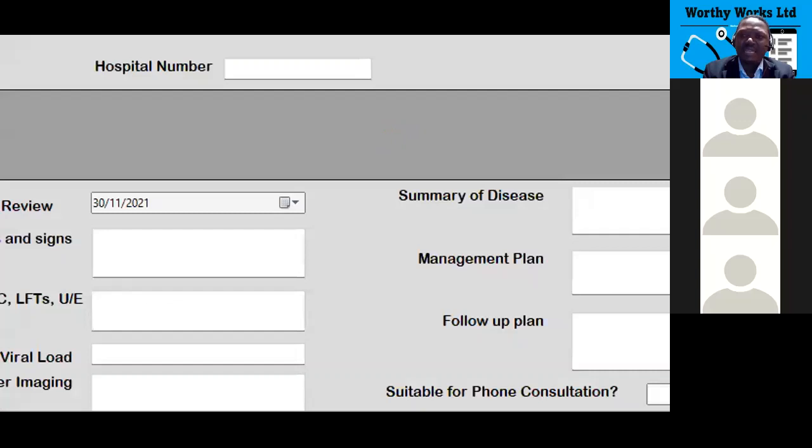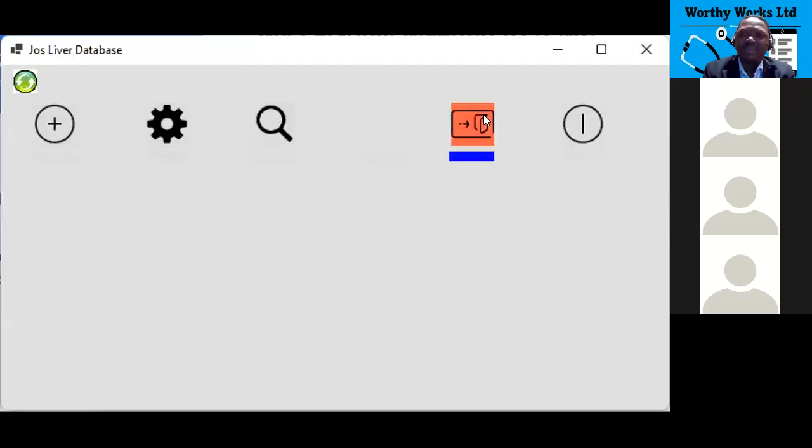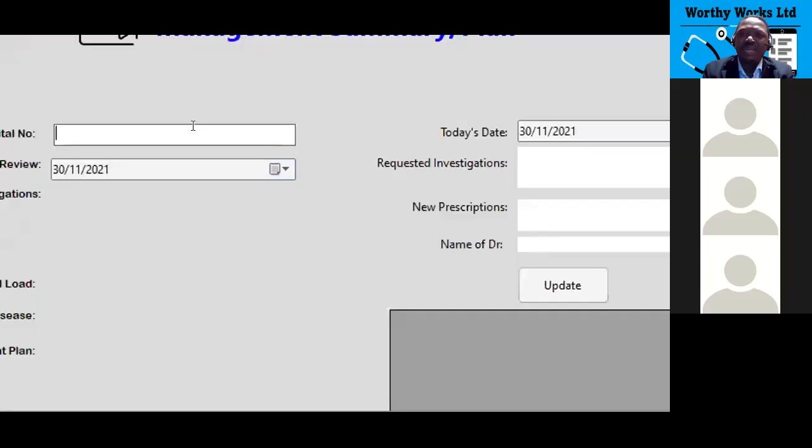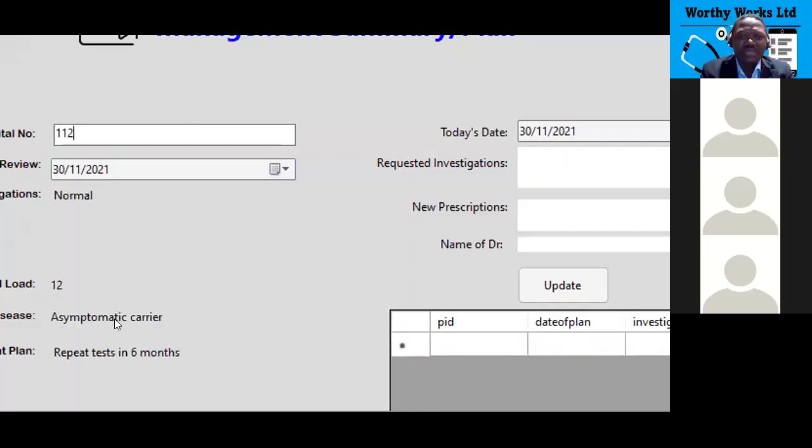Okay, we've finished that. And then at this point, you want to look at the summary of the management plan we've given to 112. Remember your hospital number? And you can see 112. What did we say? Asymptomatic carrier, repeat in 6 months. He's the right person, isn't he?